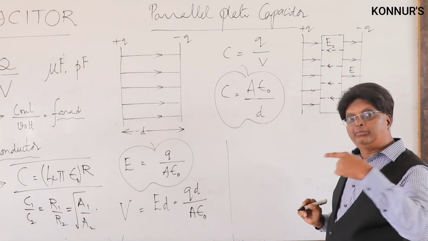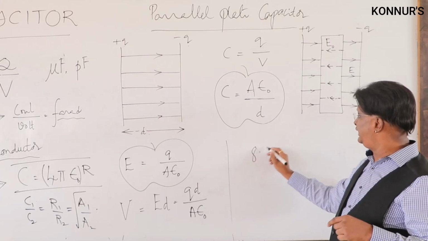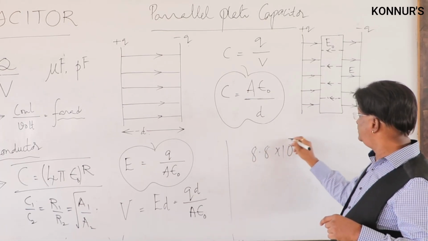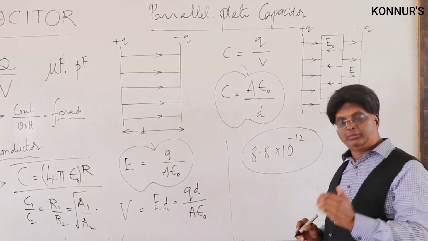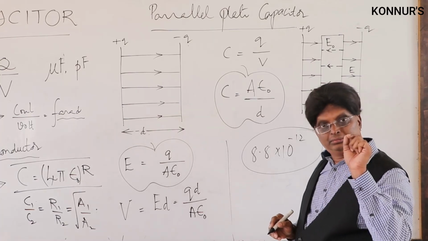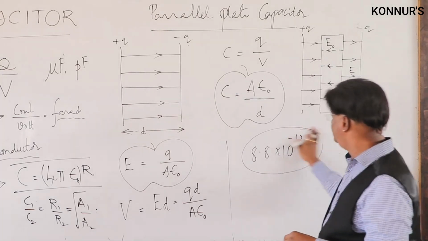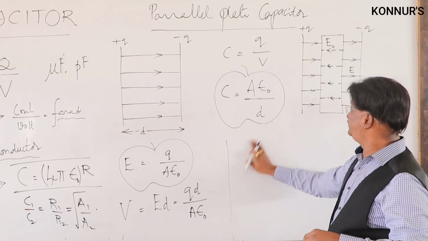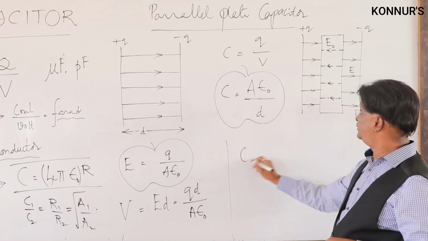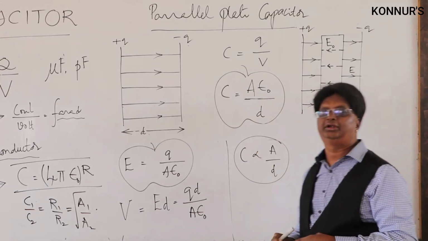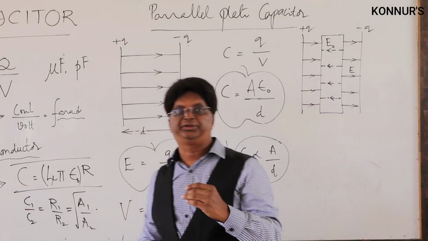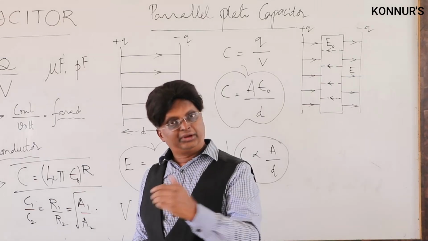You should be remembering the value of epsilon naught, 8.8 into 10 raised to minus 12. Remember? And also do one more time recollect the SI unit and also dimensional formula. Right? Capacity of a capacitor C is proportional to A by D. One more important result: comparison of capacitors for given data.